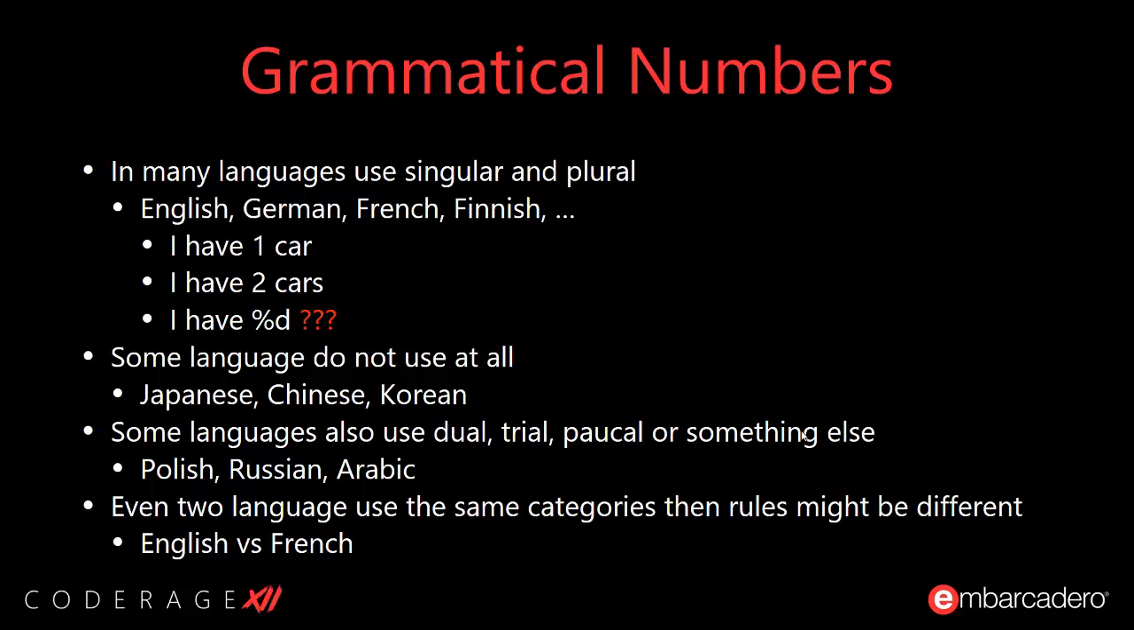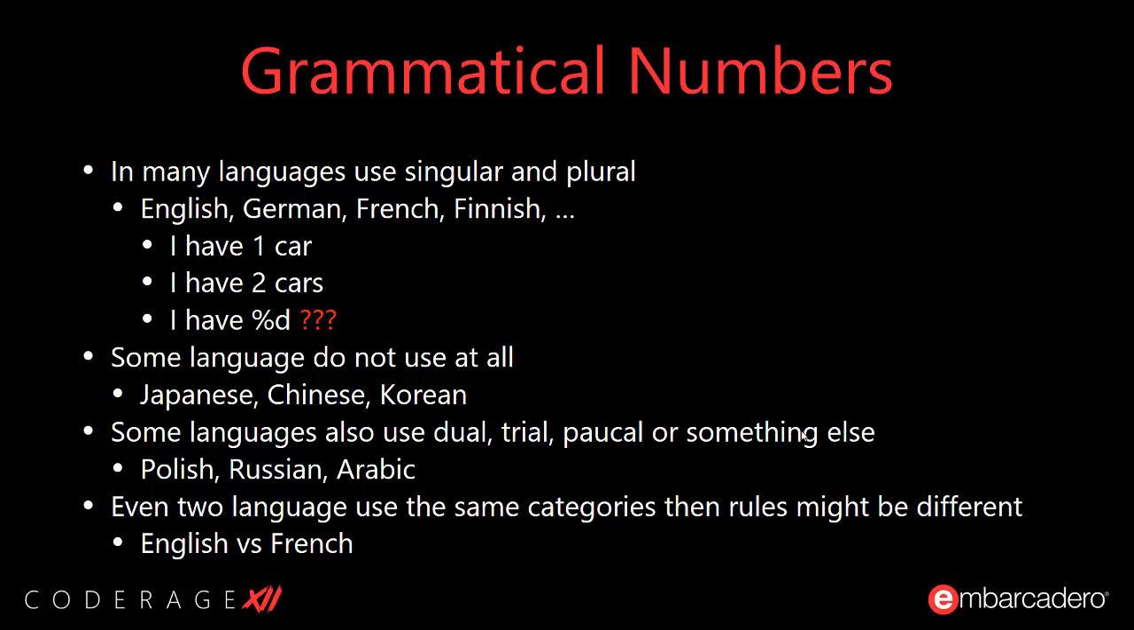Some languages, like East Asian languages, don't use plural at all. And as I said, some other languages use 3, 4, 5 or even 6 different forms. And even two different languages, like for example English and French, both have a plural and a singular, but the rules for when to use singular and when to use plural are a little bit different.